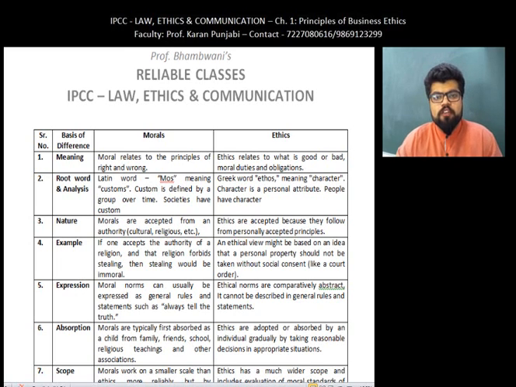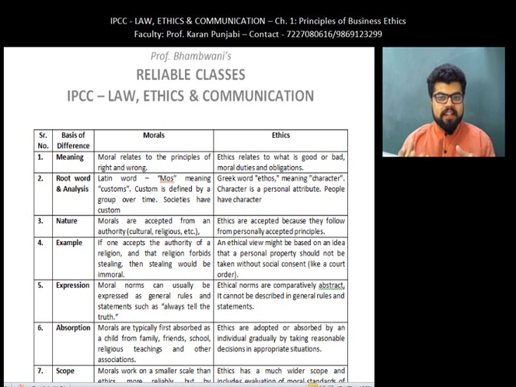Hello students, today we are going to learn the difference between morals and ethics. Students, as we know, ethics are the principles that guide an individual. Those are certain principles which will always tell you what is good or what is bad in a particular situation.